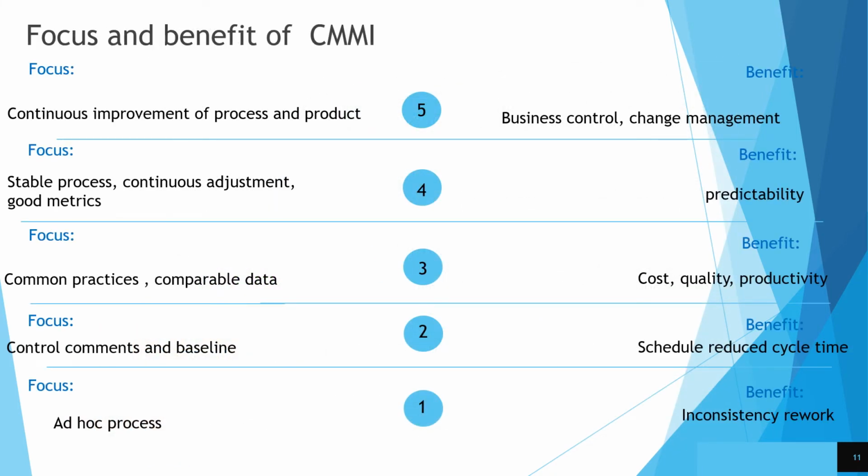The focus and benefits of CMMI. So the focus in the first level: ad hoc process, benefit: inconsistency, rework. Level 2: control commitments and baseline, benefit: schedule, reduced cycle time. Level 3: common practices, comparable data, benefits: cost, quality, and productivity. Level 4: stable process, continuous adjustment, good metrics, benefit: predictability. And level 5: continuous improvement of process and product, benefits: business control and change management.